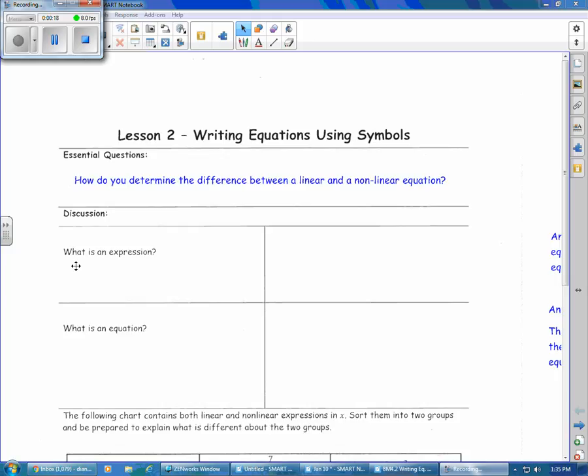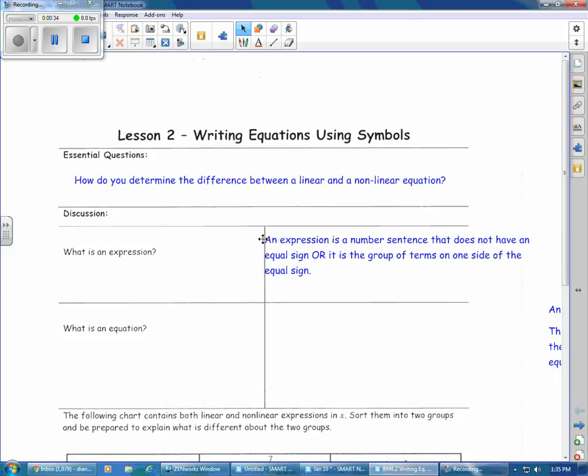Throughout this part of the module, we're going to be encountering words that we're going to be turning into number sentences, and we want to talk about the difference between an expression and an equation real quick. So in mathematics, what is an expression? An expression is a number sentence that does not have an equal sign, or it's a group of terms on one side of the equal sign.